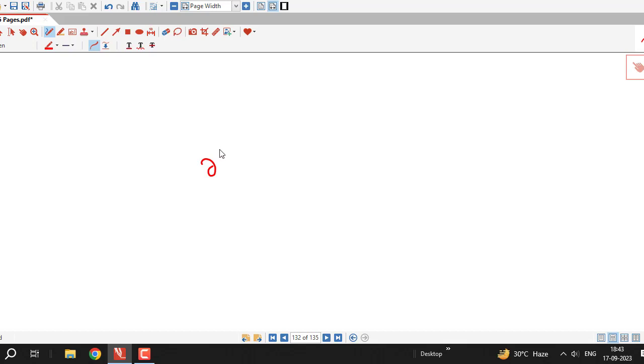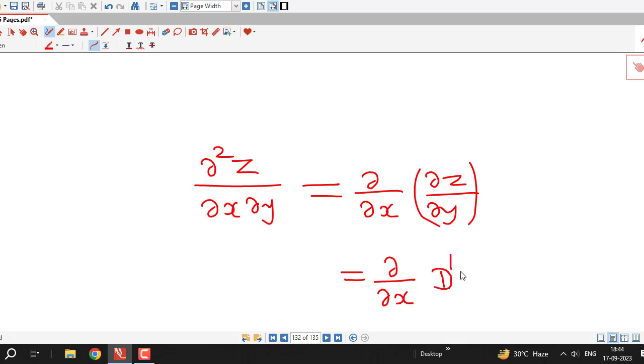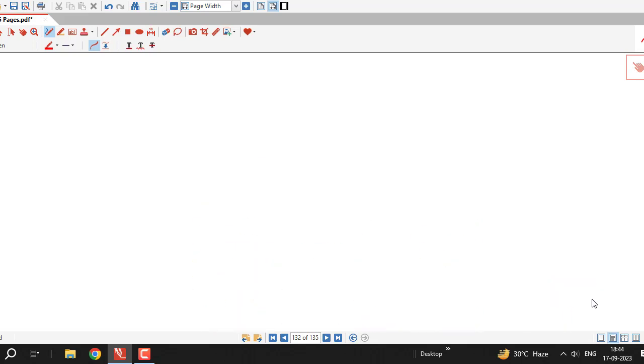Suppose I am interested in writing del square z by del x del y, then this I can rewrite as del by del x of del z by del y, that is del by del x of D dash z. D dash stands for partial derivative with respect to y, and for partial derivative with respect to x we are using capital D. So this we will replace by D D dash z. Del square z by del x del y will be denoted by D D dash z. Same thing we can use for higher order derivatives.